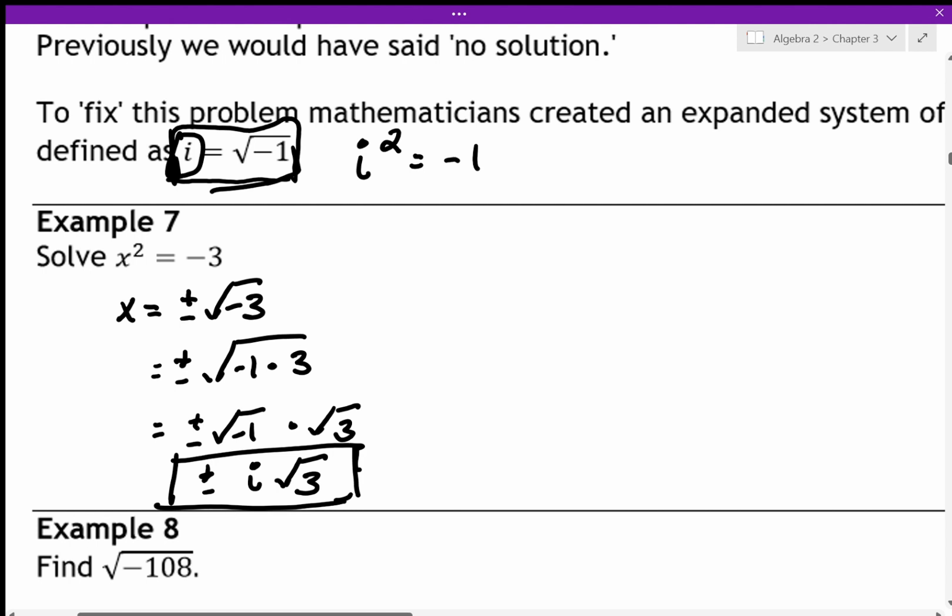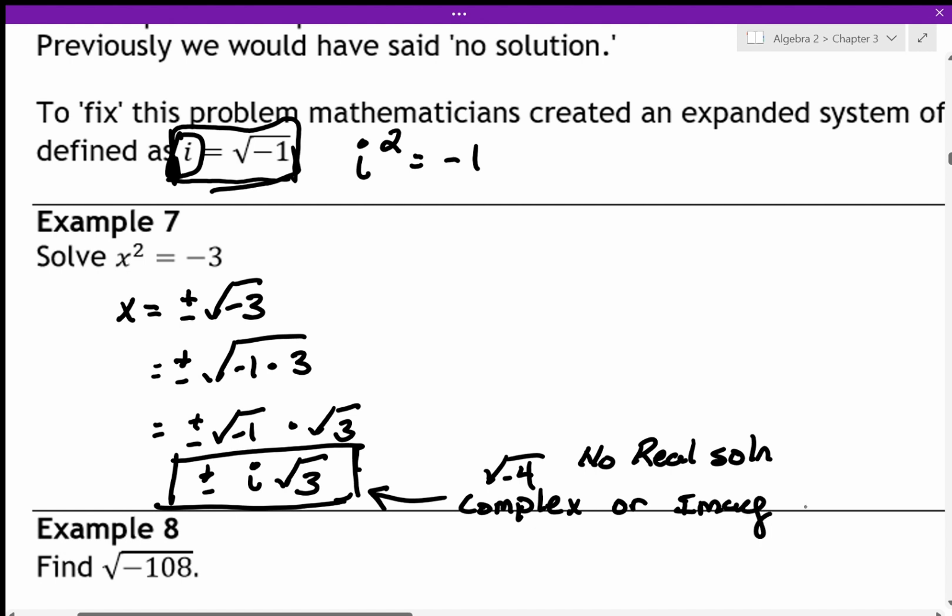Now what this means for us is that we have imaginary solutions. They're kind of like fake solutions, but not really, but we might think of them as fake, especially in the beginning. No longer can we say no solution whenever we get something like there's a -4 under a root. We can't say no solution anymore. We can say no real solution still, but there are complex solutions. And this right here would be a complex or an imaginary solution. Okay, so it's just a new way to talk about these things.